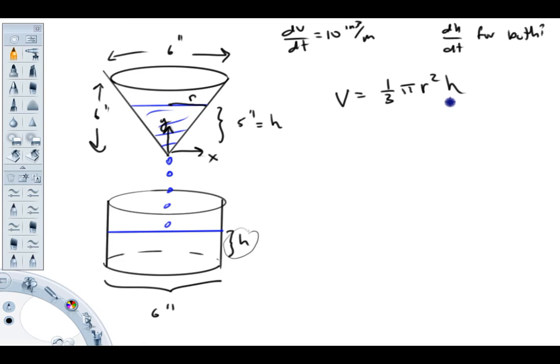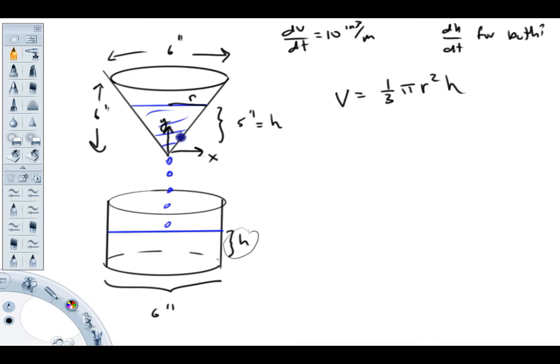If we time differentiate as it sits, we can, but this is going to have two terms. The first derivative is going to be 2r dr/dt times h, plus the next term is going to be r squared dh/dt. So to get this down to one variable, we want to eliminate one of these variables. And that's why I put this coordinate system in here.